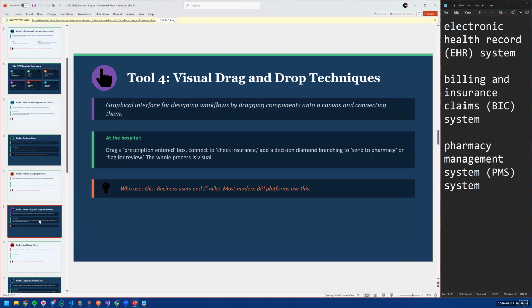Visual drag and drop techniques is a graphical interface where you design integration workflows by dragging components onto a canvas and connecting them visually. So instead of writing code or typing out rules, you'd literally draw the integrations, or you have your predefined shapes and you just click and drag and connect the boxes.